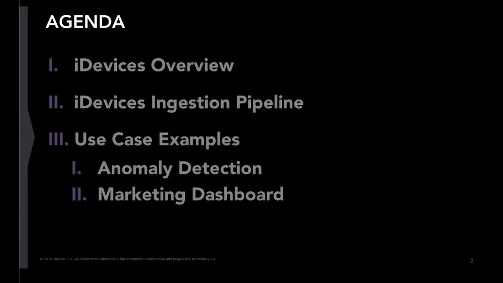I'll describe our ingestion pipeline and then quickly walk through creation step by step in the AWS console, and then using the pipeline implement 2 specific use cases. First up, we have anomaly detection, and then we'll build a dashboard for our marketing and sales team. With that said, we've got a lot of ground to cover, so let's get to it.